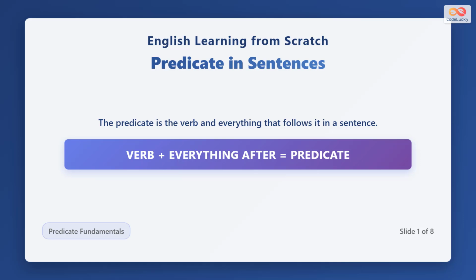The predicate is the part of a sentence that contains the verb and everything that comes after it. It tells us what the subject does or what state the subject is in. For example, in the sentence "the cat sleeps on the mat," the predicate is sleeps on the mat. The predicate gives full meaning to the sentence by explaining the action or condition.